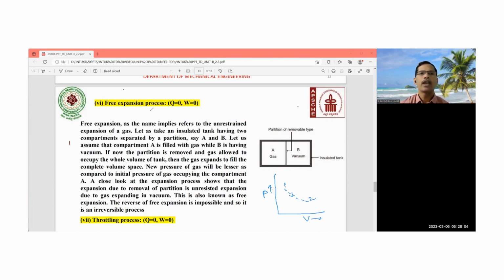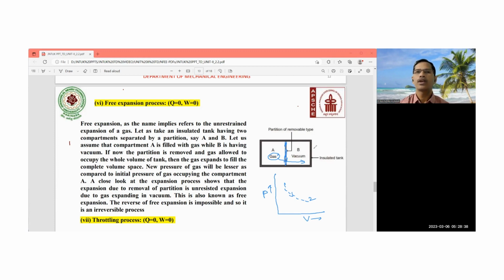So here free expansion, expansion of the gas against the vacuum. That means here there is a partition. This is the partition, right? So it is a very light thin partition. So all of a sudden, if this gets punctured, then what happens? The gas is going to be expanded, and this gas is going to occupy the entire volume. But whenever the expansion is happening, you will get some work output. But here the work output is zero.